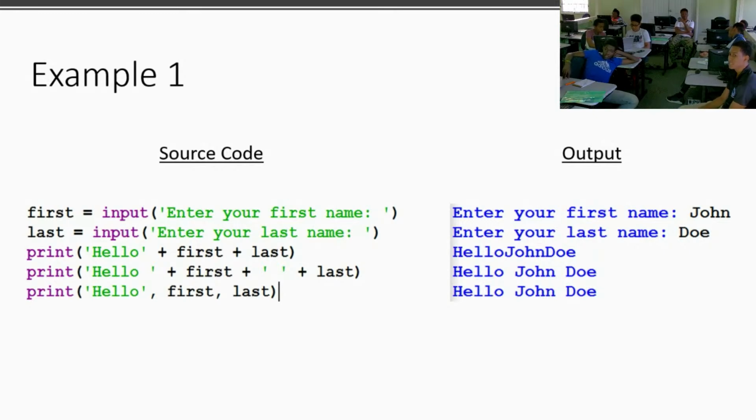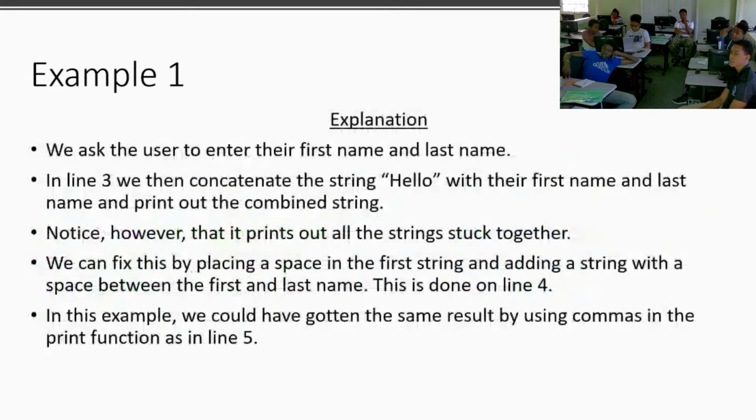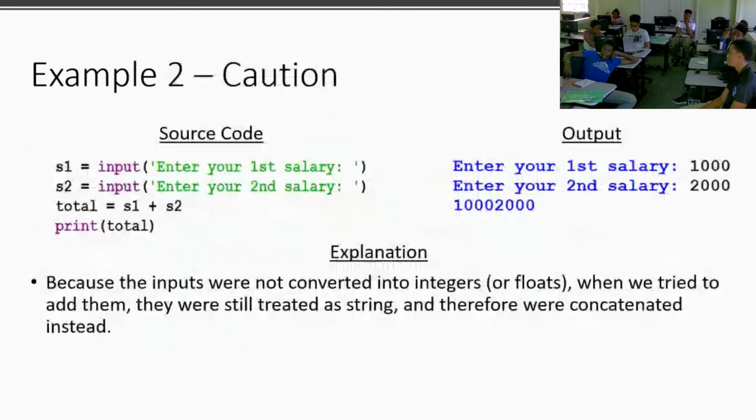Okay, so let's say I have S1 equals input your first salary, S2 equals input enter your second salary. Then I said total equals S1 plus S2. Then I print total. What would be the output? If my first salary is 1,000 and my second salary is 2,000, put together, so what would you say? 3,000.